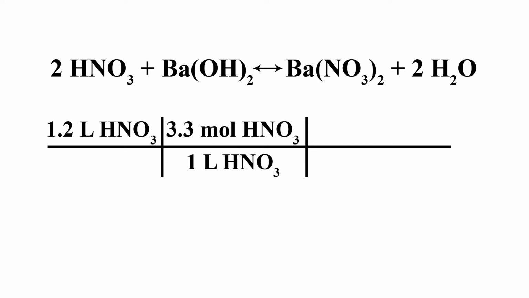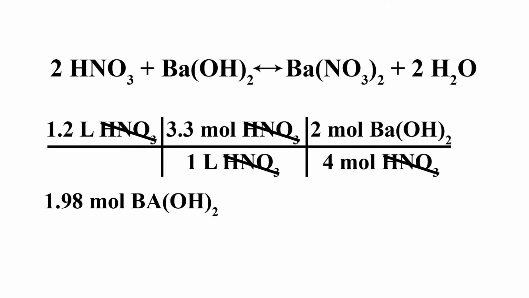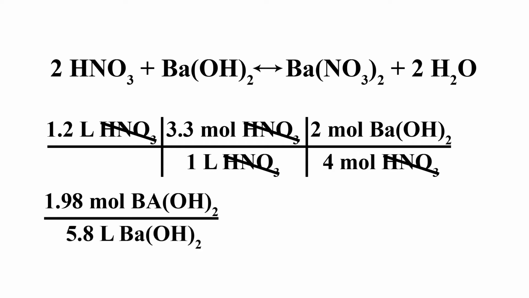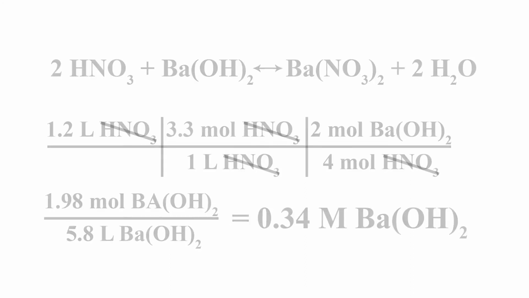We add our stoichiometry of 1 mole of barium hydroxide to 2 moles of nitric acid. That will give us 1.98 moles of barium hydroxide that the 1.2 liters of 3.3 molarity nitric acid will neutralize. Now divide the number of moles of barium hydroxide by the volume of barium hydroxide to obtain the concentration, which is 0.34 molarity of barium hydroxide. Okay, let's go on to the next problem.